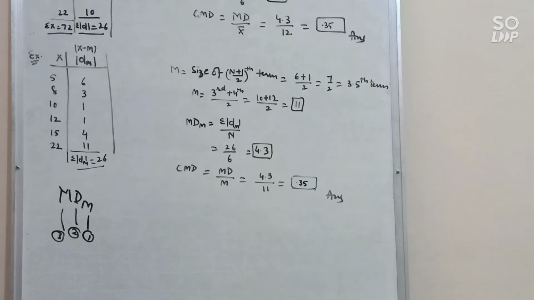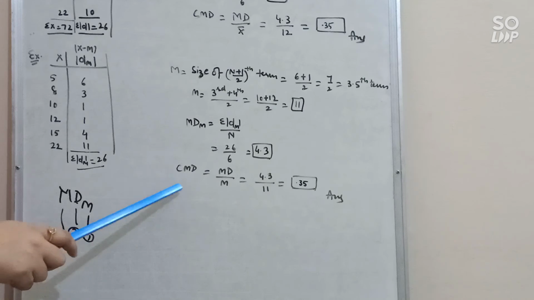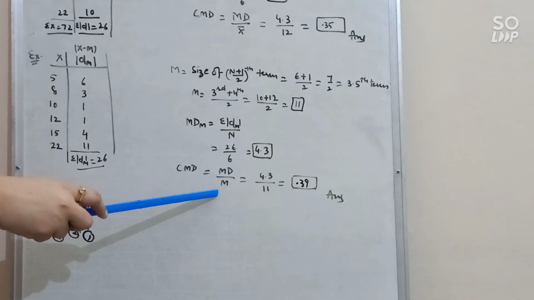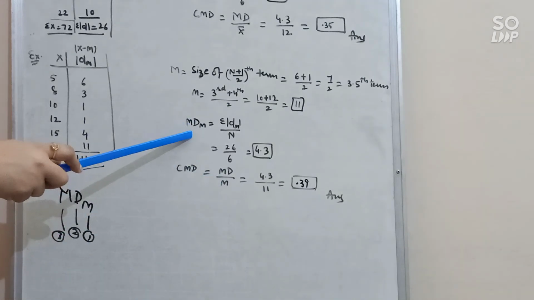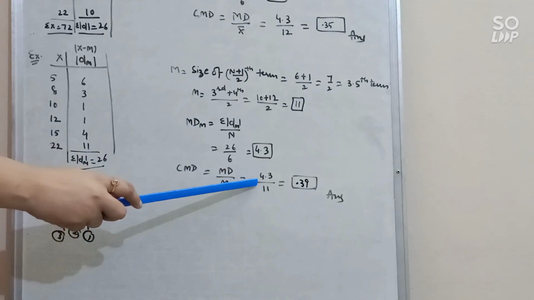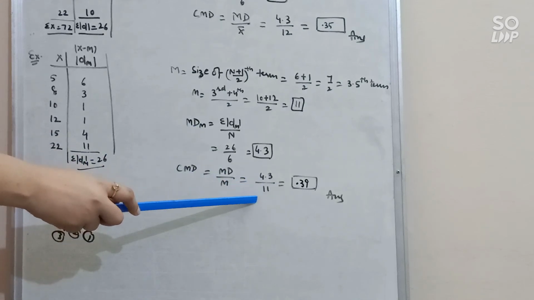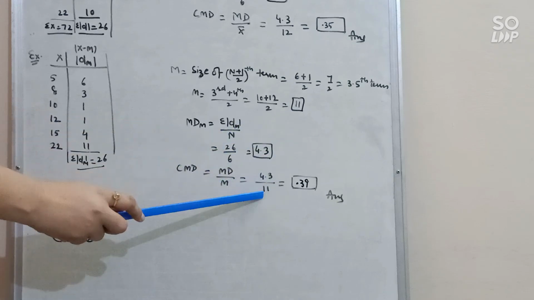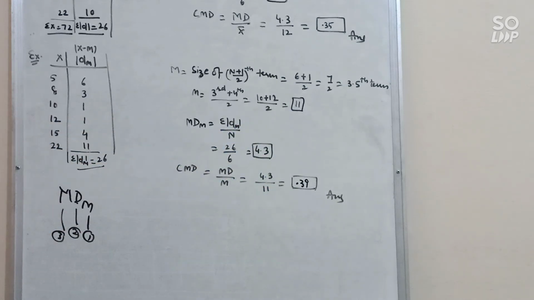So after calculating mean deviation, we need to calculate the relative measure if it is asked in the question. The formula of CMD is mean deviation upon median, because here we are calculating mean deviation from median. So mean deviation upon median, mean deviation is 4.3 and median is 11. When you put the values, you will find the answer, that is 0.39. Clear? I hope it is clear to you.